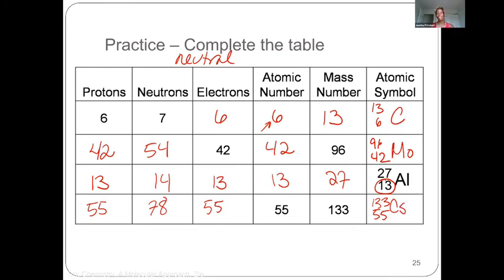This video helped you understand everything about subatomic particles. Check back in for more videos related to atoms and elements.